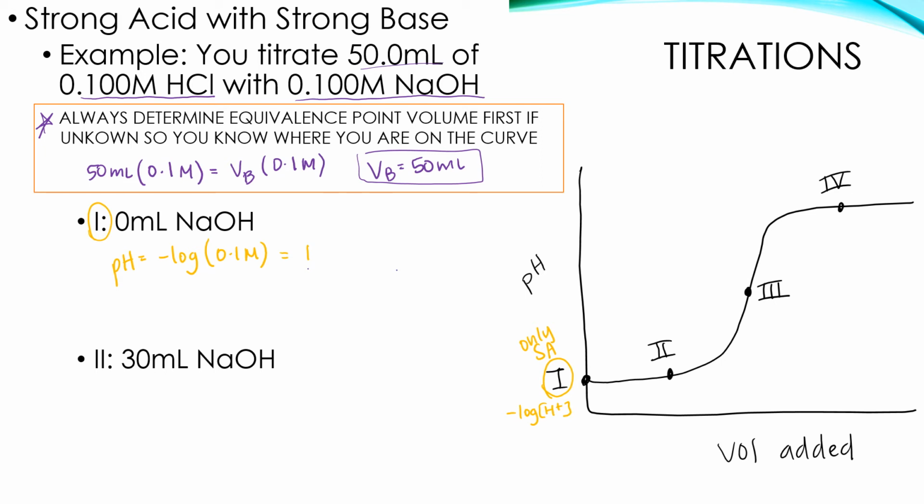Now, I know I'm in region 2, like I said, at 30 milliliters, because my equivalence point volume I determined earlier was 50 milliliters. So at 30 milliliters, I'm at region 2. So what I have to do is figure out how much unreacted H plus I have left over.